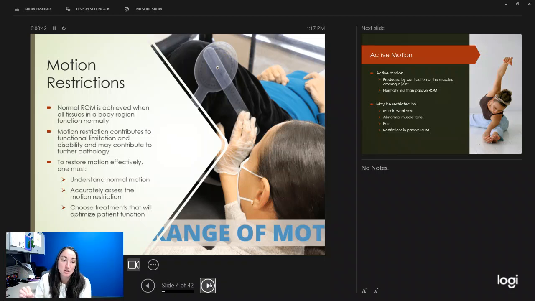Motion restrictions contribute to functional limitations, cause disability, and may cause further pathologies. In order to restore your motion, you must first understand what normal motion is, determine and assess the correct cause of this limited range of motion, and then treat the actual cause of the motion restriction. So determine what the factor is that's causing the limited range and treat that.